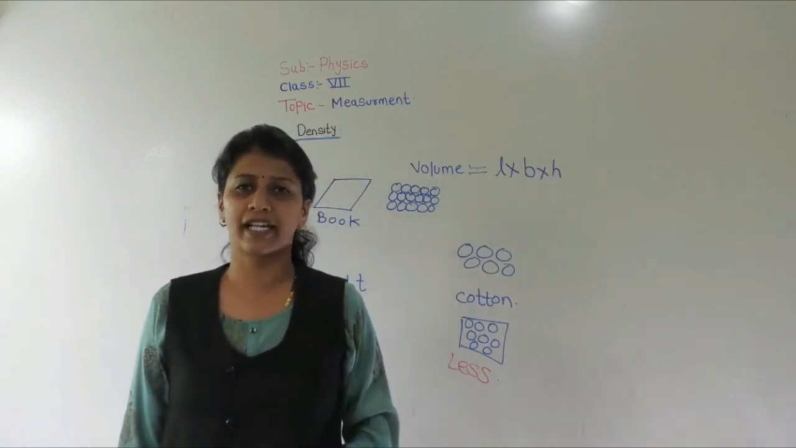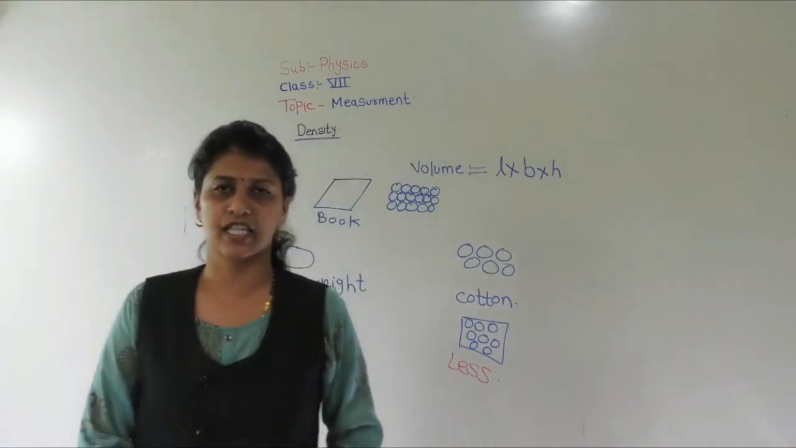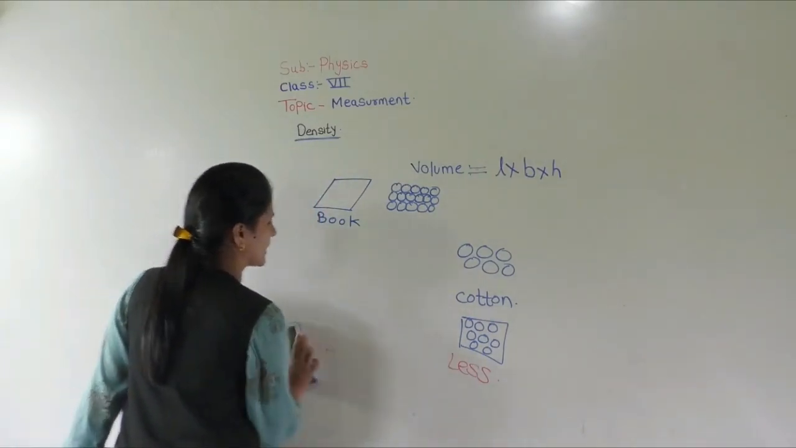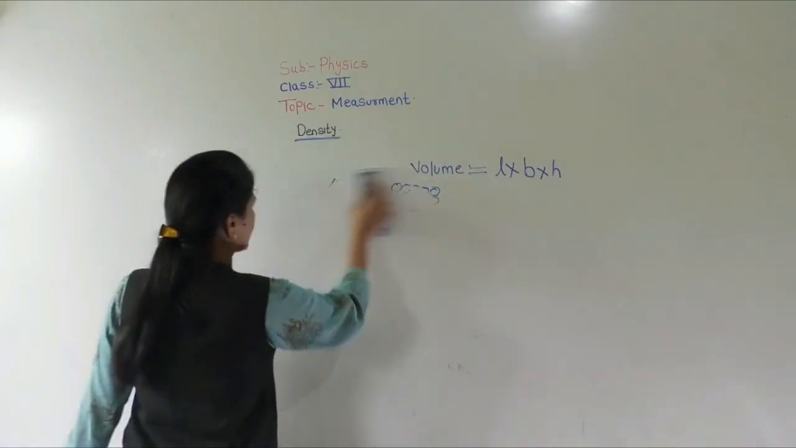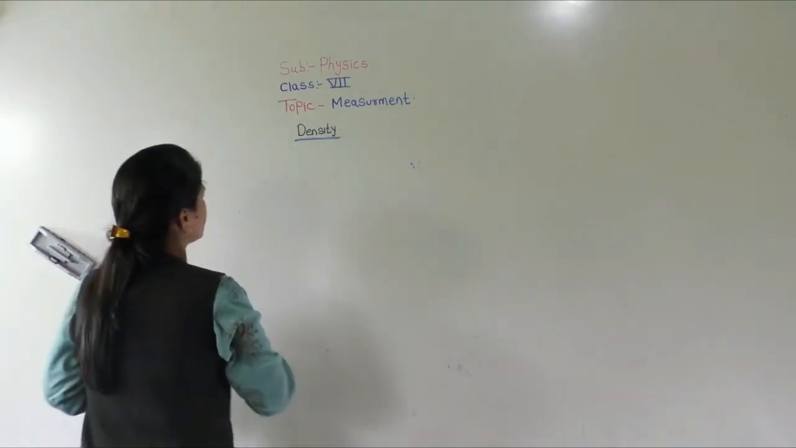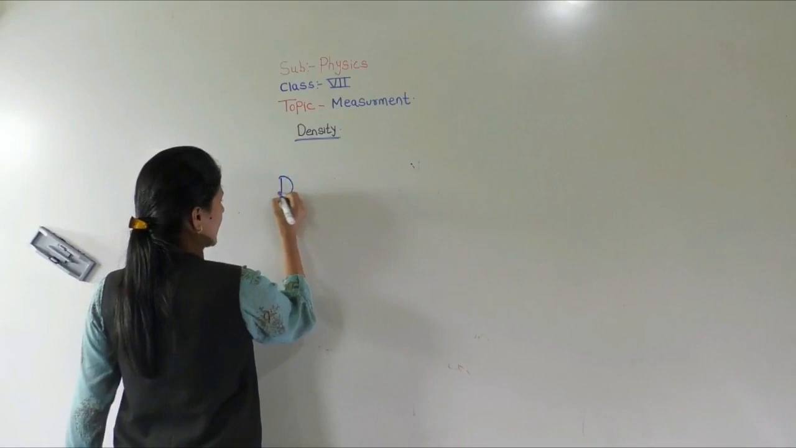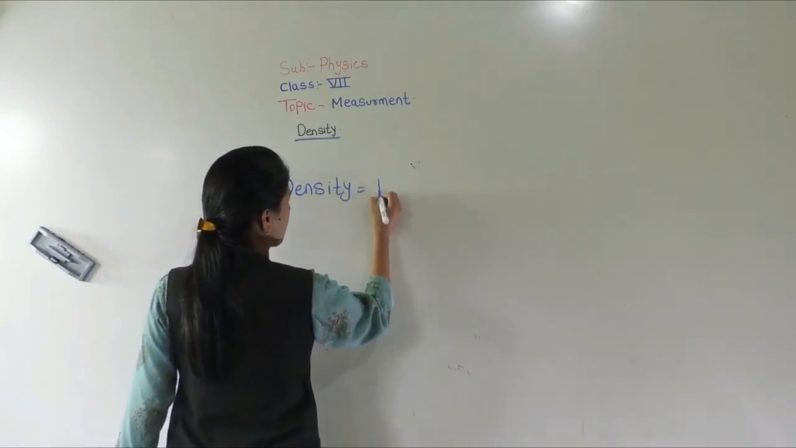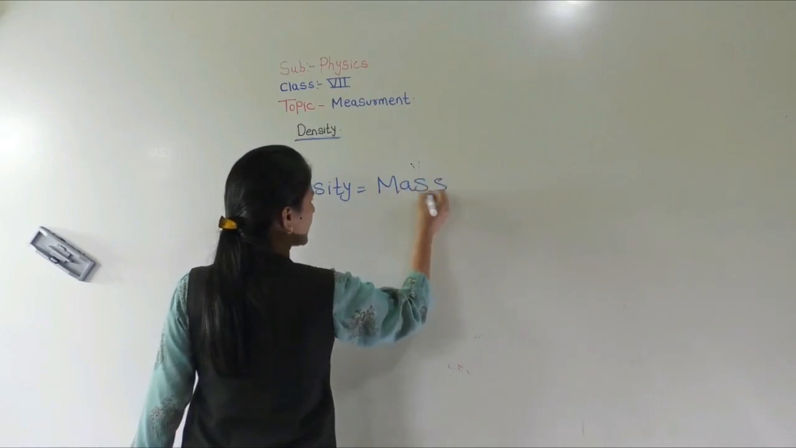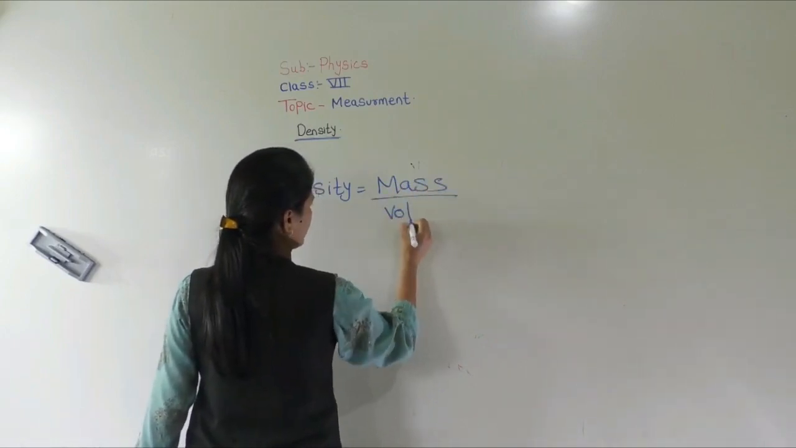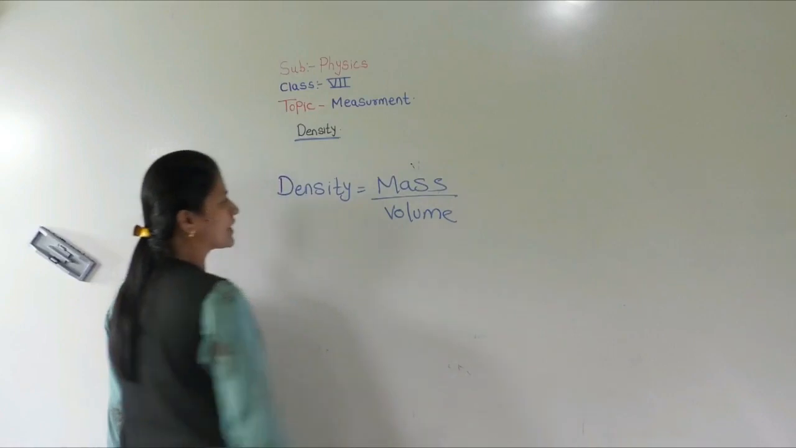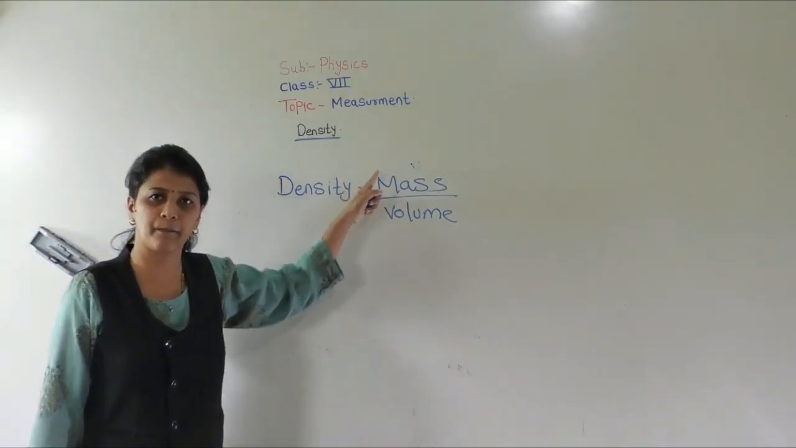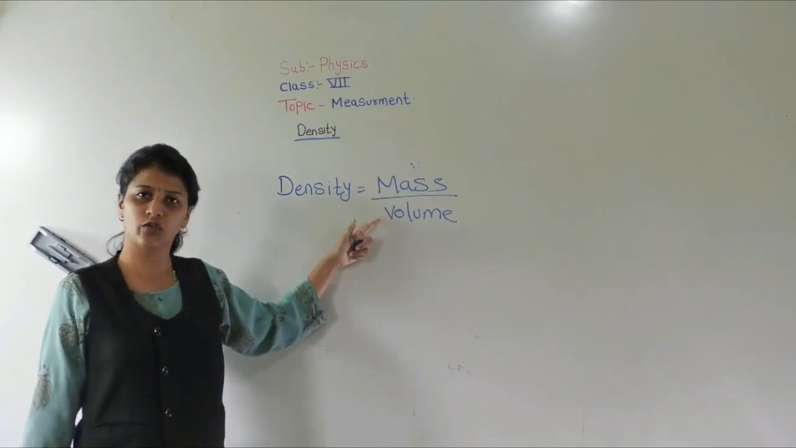Now, what is meant by density? We have a formula for density. We can say that density is calculated by mass per unit volume. So density is defined as mass per unit volume.